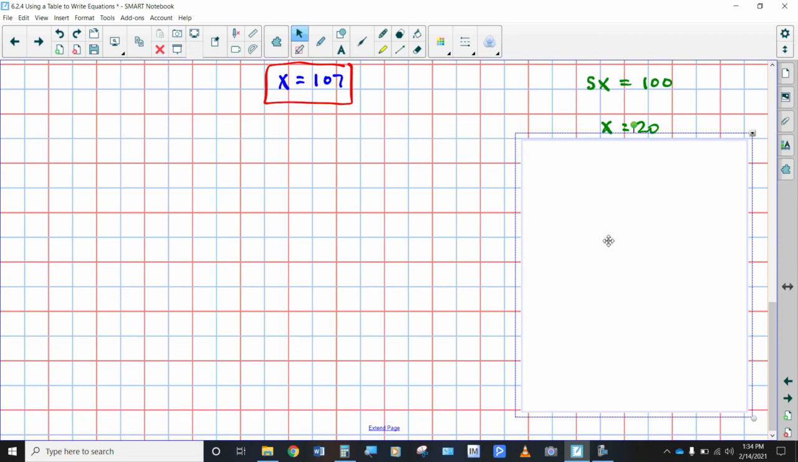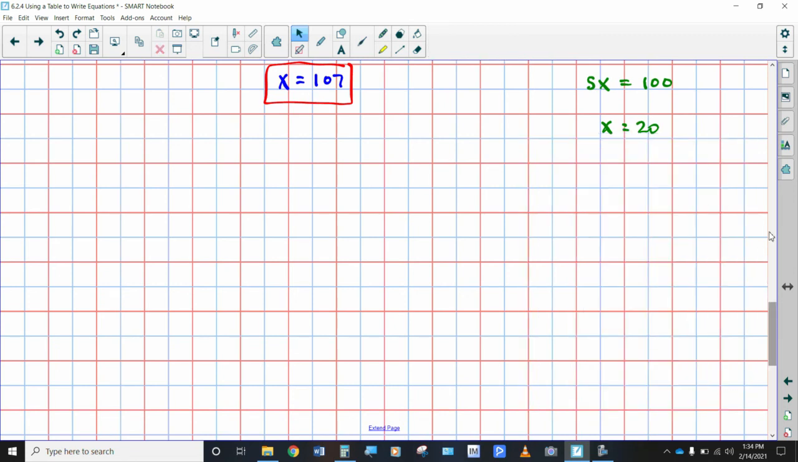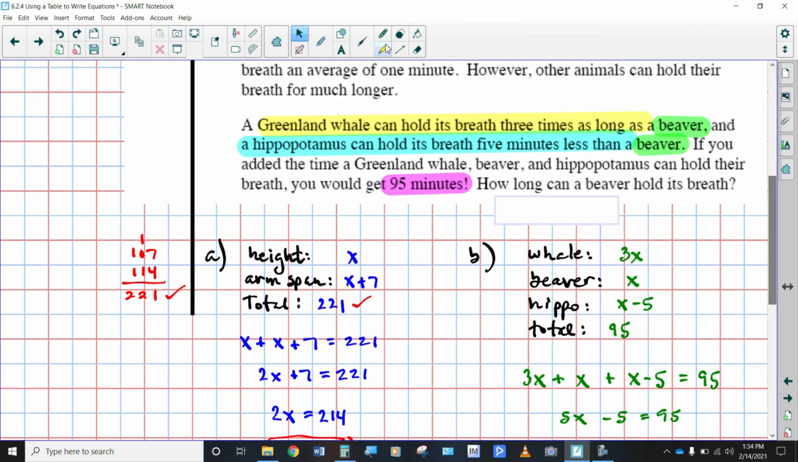So that means the beaver can hold its breath underwater for 20 minutes. And the whale would be 3 times that, which would be 60 minutes. And the hippo is 5 minutes less than that, so that would be 15. Add those 3 together, and you get 95. That's what we wanted. So now, what are we declaring?